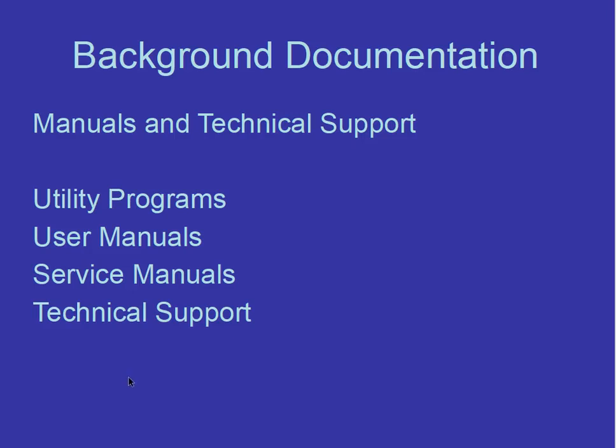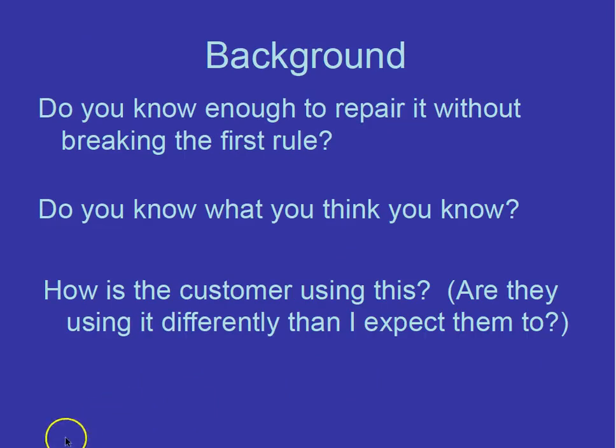Based on this, you know that you have a good amount of information about the circuit, and then you can move forward to the next step in this troubleshooting process. So, background questions which are important to answer. Do you know enough to repair it without breaking the first rule? So what was the first rule?